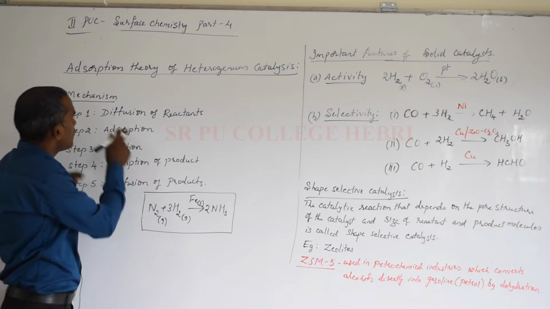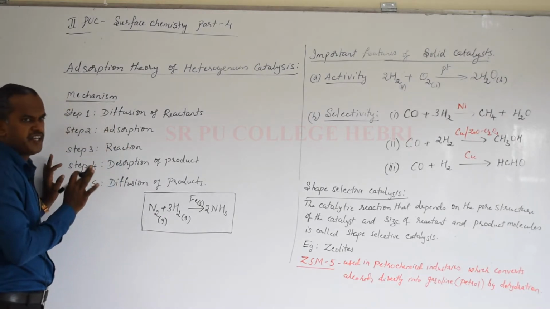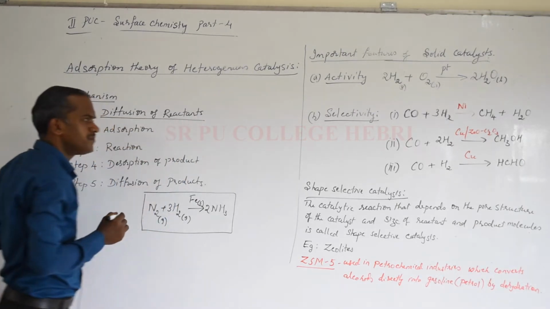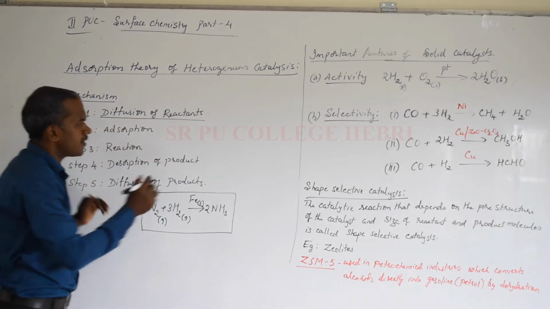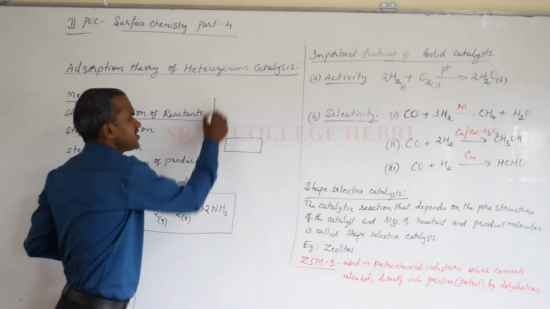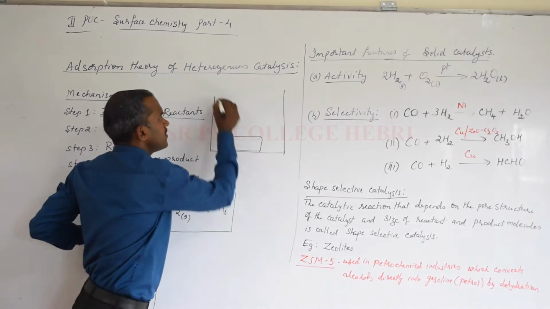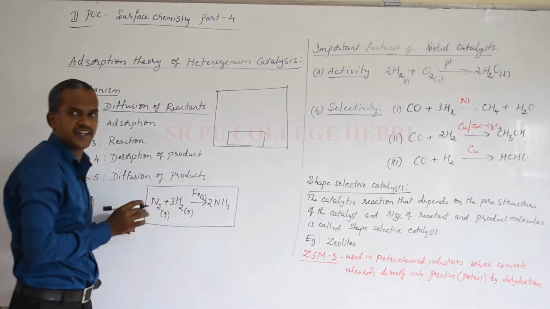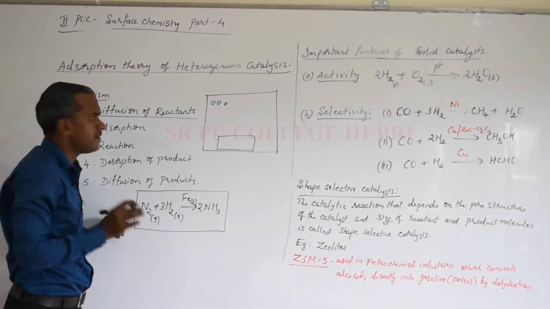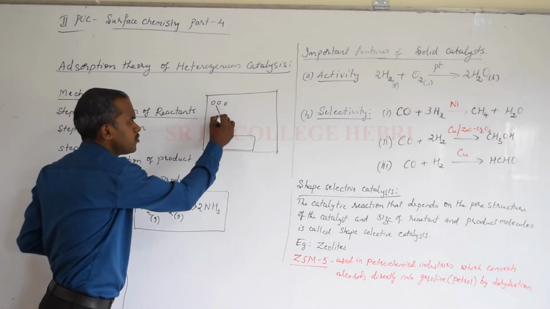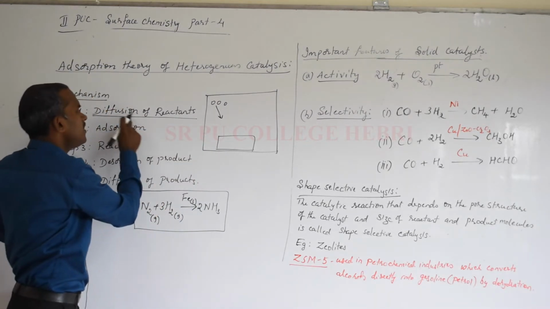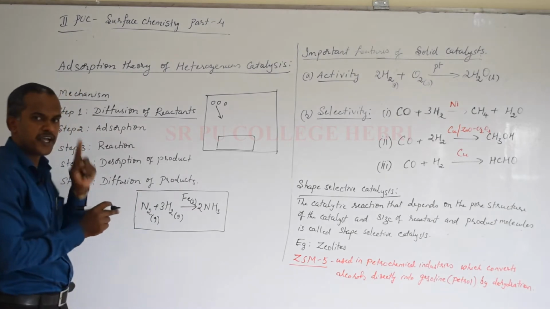Now what are the 5 steps in the mechanism? Very easy to remember. Step 1 is the diffusion of the reactant molecules. Now consider there is a solid catalyst here. It is taken in some closed container. The reactant molecules are present somewhere inside the container. Suppose the reactant molecules are present here. So what should happen? The reactant molecules must move towards the surface of the solid catalyst. So that is step 1, diffusion of the reactants. You may get confused later.